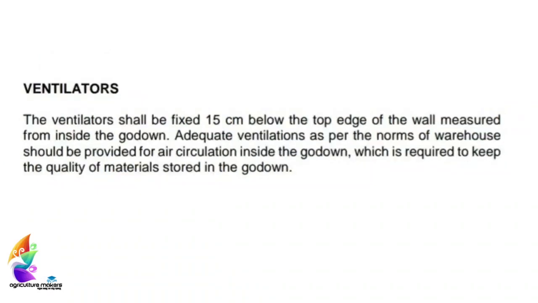And finally, it is the ventilation. The ventilator shall be fixed 15 centimeters from the top edge of the wall measured from inside the godown, and adequate ventilation as per the norms of the warehouse should be provided for good air circulation inside the godown, and it is required to keep the quality of the materials stored in that godown. And this is all about the rural godown.